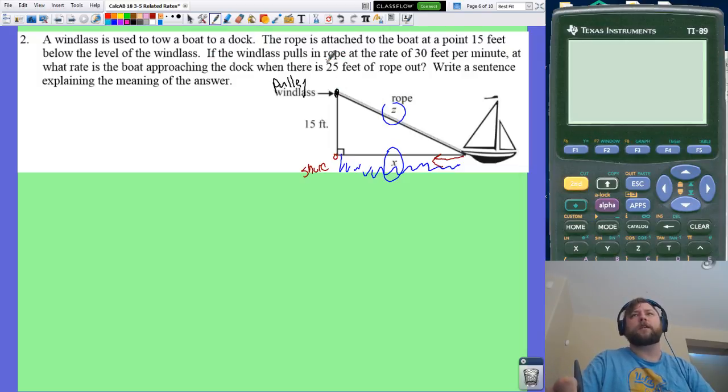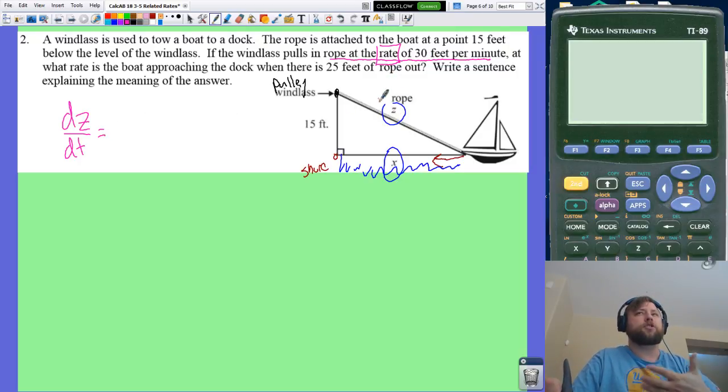If the windlass pulls in the rope at a rate of 30 feet per minute. So when you have this word rate, that's a key thing here. That means that the rope is coming in at a rate of 30 feet per minute. So the rope is coming in. So I'm going to say that's the rate of change of z. So dz/dt is going to equal, it's coming inside. So that means it's getting shorter. So I'm going to actually say it's -30. If it was getting longer, I'd say positive, but -30 here.